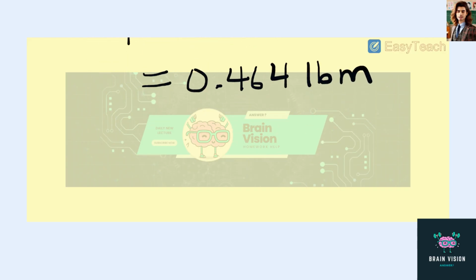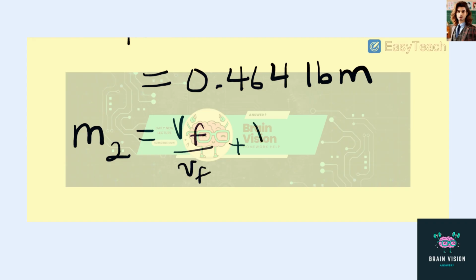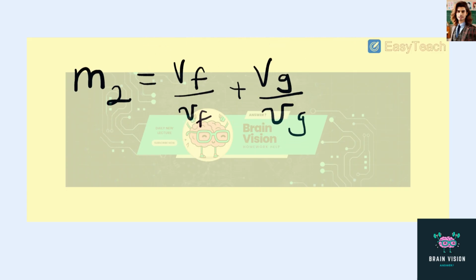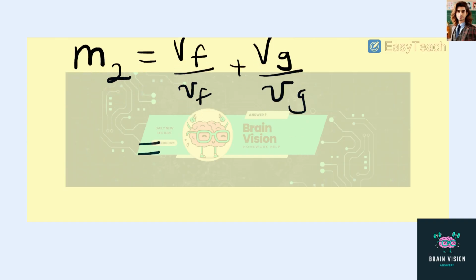Now the final mass in the tank can be defined with the following expression. It's going to be m2 equal to the volume of liquid over the specific volume vf plus the volume of vapor over the specific volume vg. Now remember that the valve is going to close when one half of the volume in the tank is liquid and the other half is vapor. So that's why we can split this up, saying that Vf and Vg are both equal to 1.5, because Vf plus Vg has to equal 3.